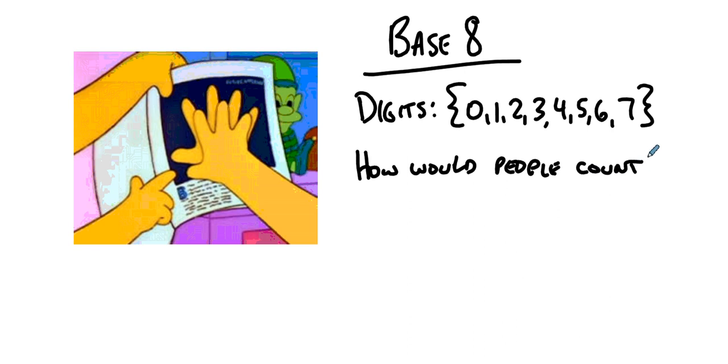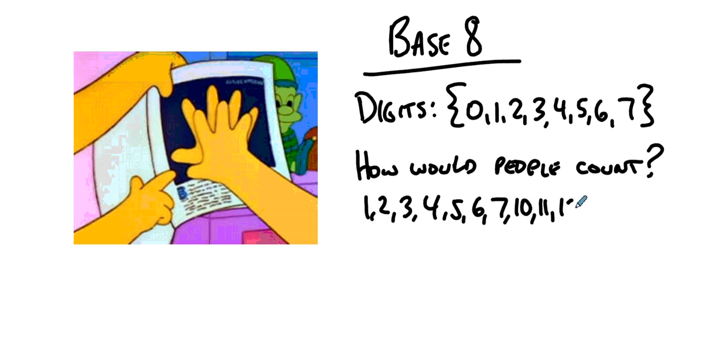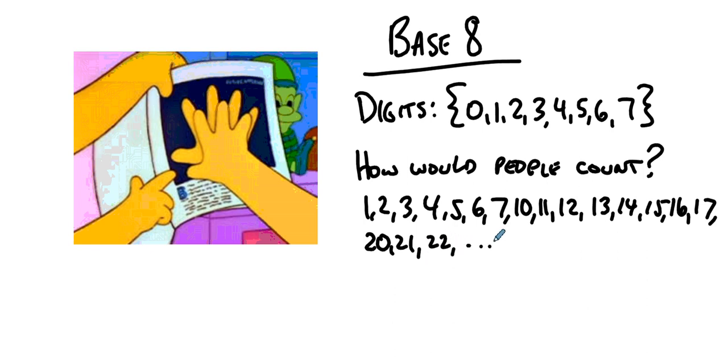Well, they'd count 1, 2, 3, 4, 5, 6, 7, 1-0, 1-1, 1-2, 1-3, 1-4, 1-5, 1-6, 1-7, 2-0, 2-1, 2-2, and so on. That's the number we call 8. This is the number that we call 18. But they wouldn't call it 18. They would call it 2-2 in base 8.